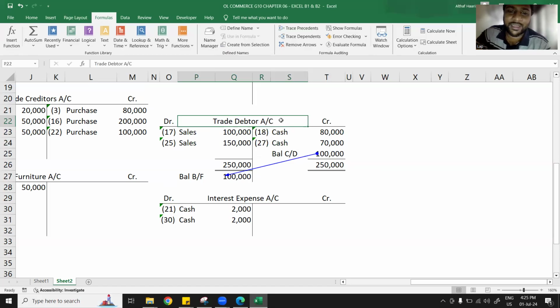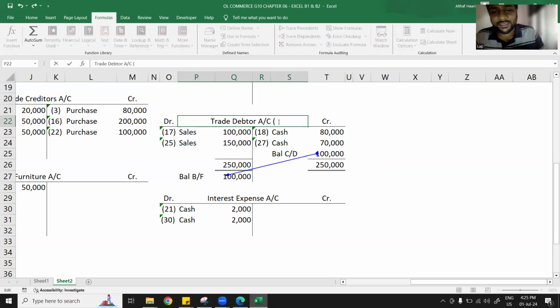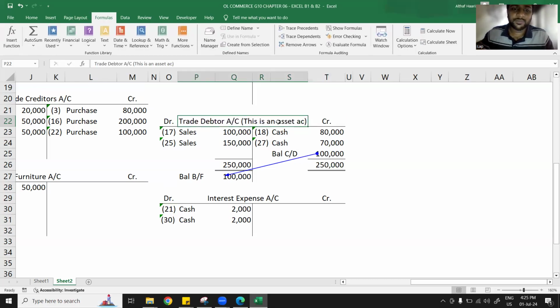Everyone tell me, debtor is what for the business? Asset or liability? We have to receive money from them. That means this is an asset account.